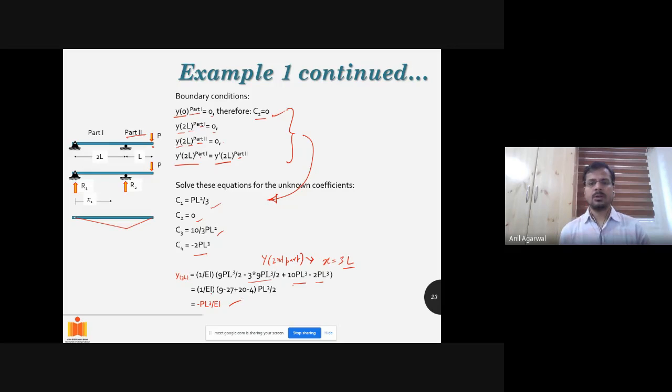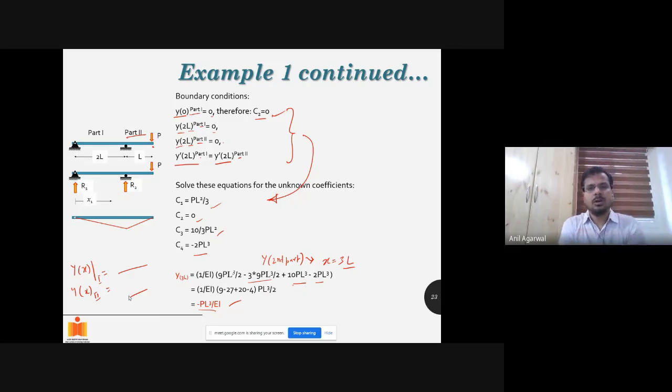Even if I did not want the value of a particular y, I could also get an expression for y as a function of x for part 1 and y as a function of x for part 2. Likewise these equations can give me the value of y at any location. Likewise y prime as well. So this method is very powerful, but the problem is that it takes slightly longer to solve. Okay, fine.